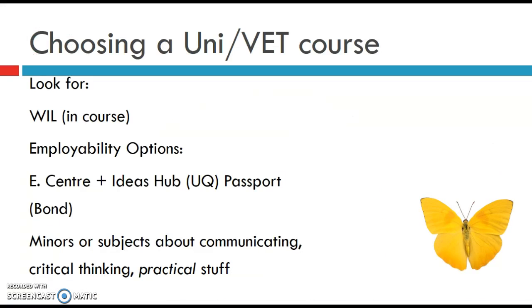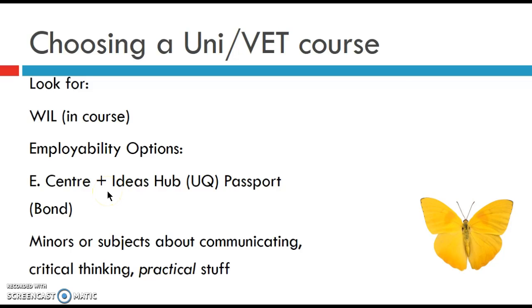So once you've figured out who you are, what you're looking for and what's out there, if you're going to choose a uni course or a vet course, there are a few things that'll help you turn that into a job. The first is work integrated learning, and that's some kind of work experience or internship built into the course. Second one is choosing a uni that has employability options. So Queensland Uni is really good these days. They've got an employability centre and they also have an ideas hub.